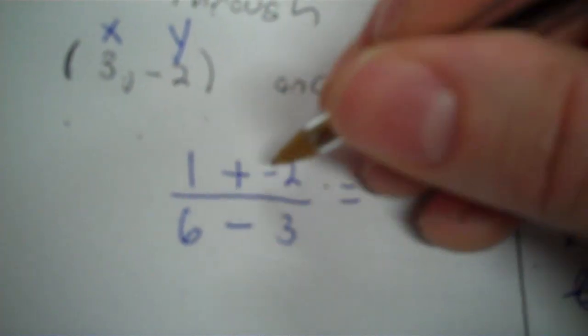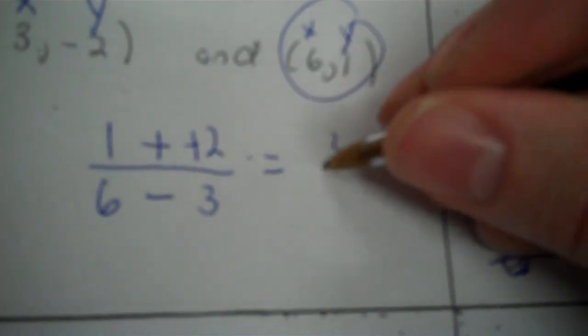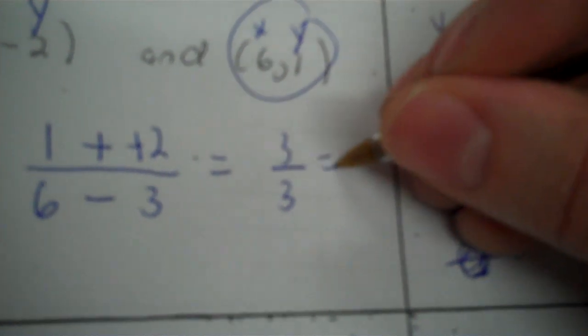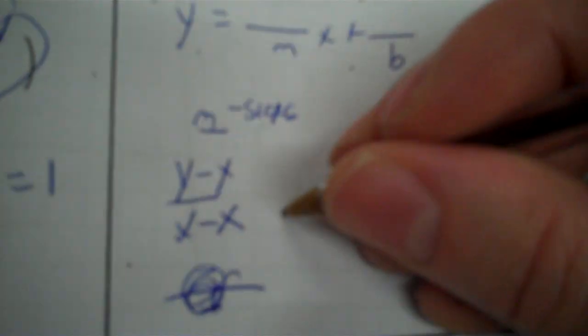Now think of a number line. You'd start at 1. Don't change the 1. When you minus -2, you're moving 2 to the right. So that's 3. And then 6 minus 3 is 3. And then 3 divided by 3 equals 1. Nice solid 1. Okay? So your slope is 1.